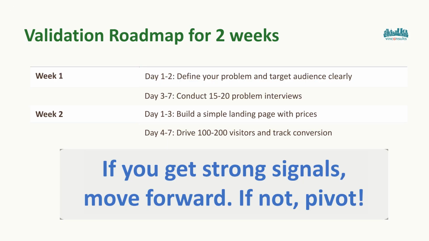Here's your validation roadmap for the next 2 weeks. Week 1, day 1 to 2. Define your problem and target audience clearly. Day 3 to 7. Conduct 15 to 20 problem interviews. Week 2, day 1 to 3. Build a simple landing page with pricing. Day 4 to 7. Drive 100 to 200 visitors and track conversion.